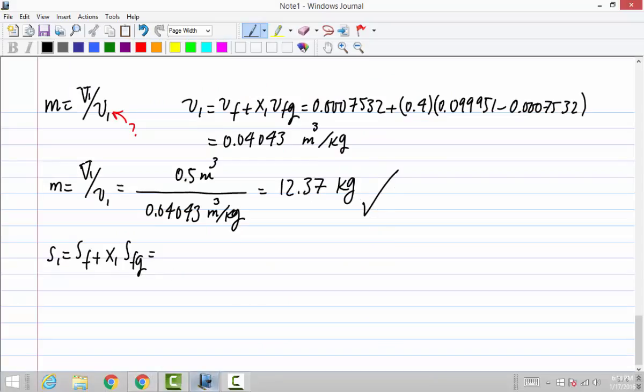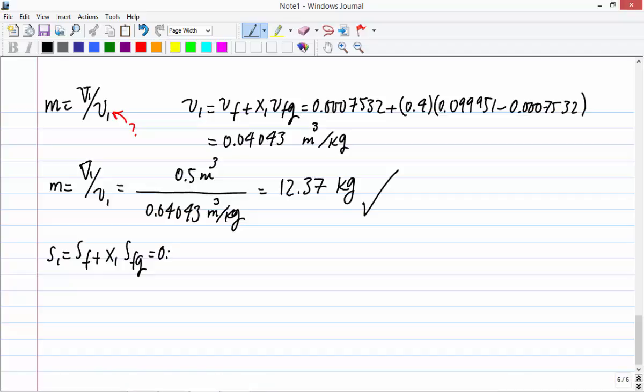So I'll just put those numbers in my equation. Then here is the quality, and then 0.78339 equals 0.4678. Awesome. And the unit is kilojoule per kilogram Kelvin. You can check it out on the table.